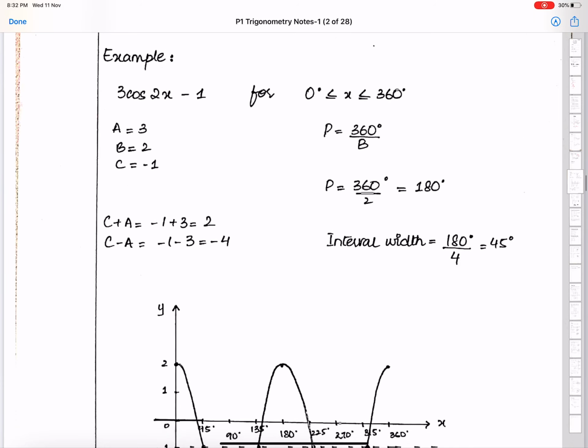Well, this is the second example. We have y is equal to 3 cos 2x minus 1, and this is the normal curve because a is positive and amplitude is 3. So c plus a is 2 and c minus a is minus 4. Period is 180. Interval gaps are 45, and this is the domain, and we have to sketch the curve according to this domain.